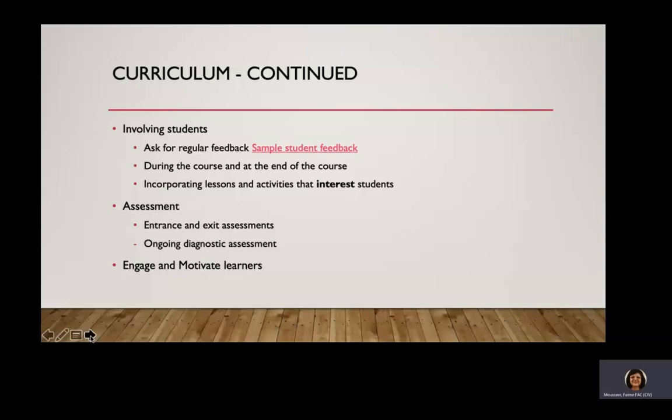And there is a sample feedback if there is time, during the course and at the end of the course. Incorporating lessons that interest students. The assessment is based on diagnostic assessment. There is an entrance and exit assessment. The course is prepared in a manner that engages and motivates students.